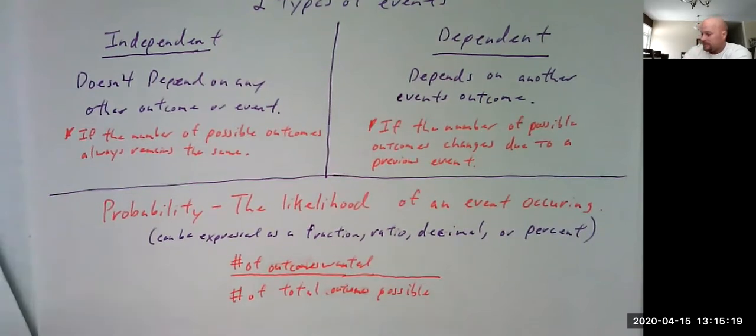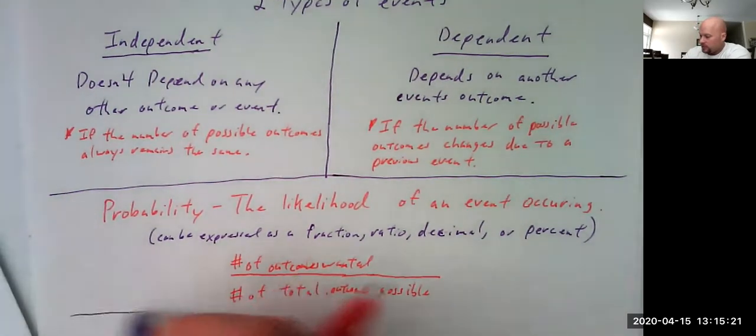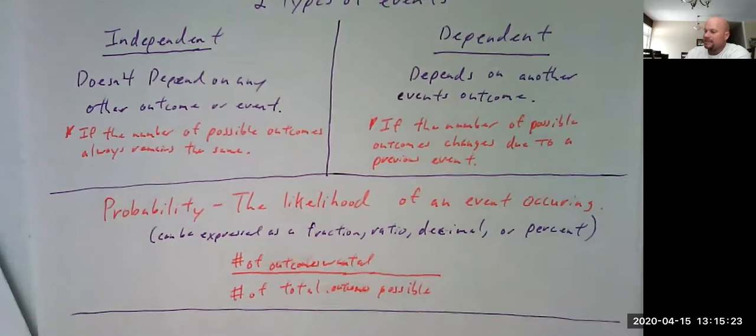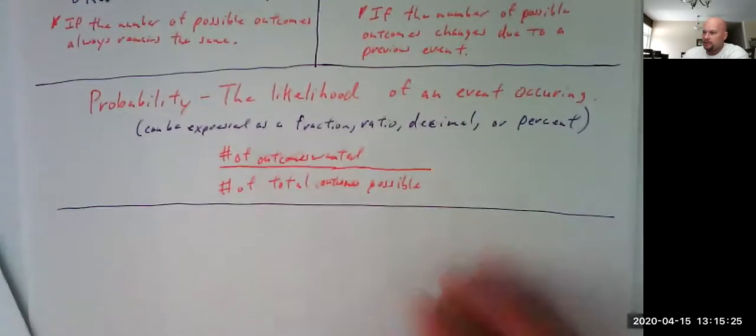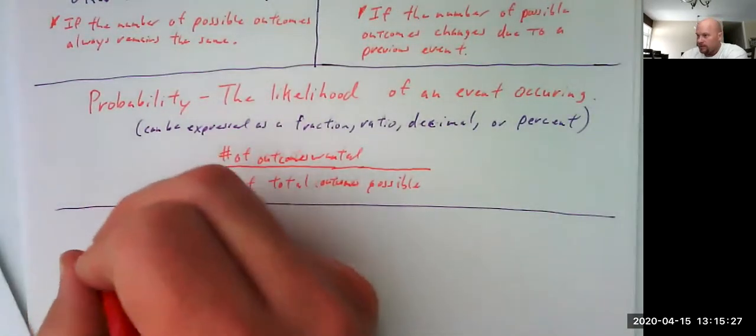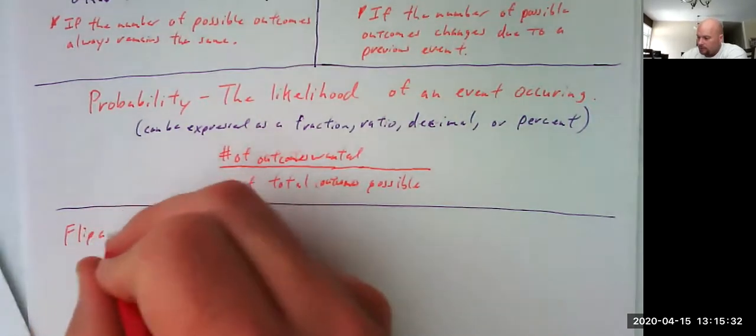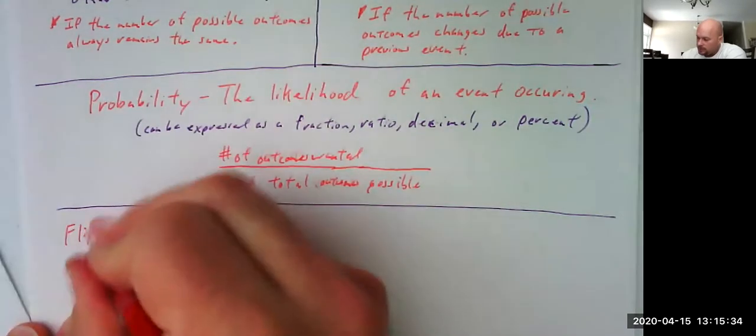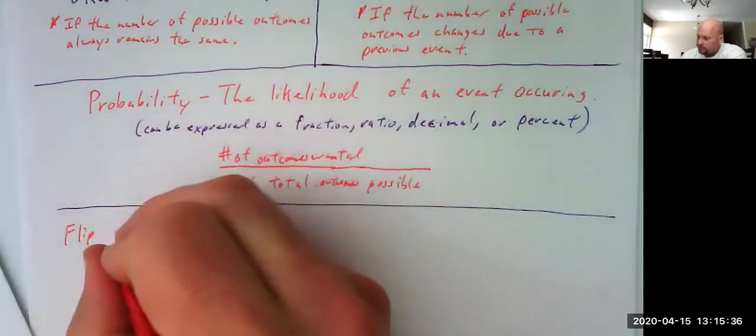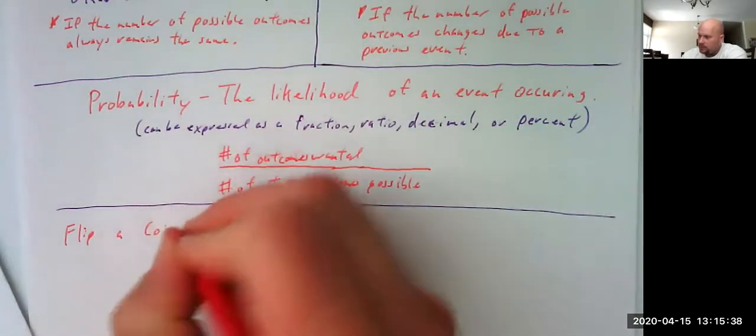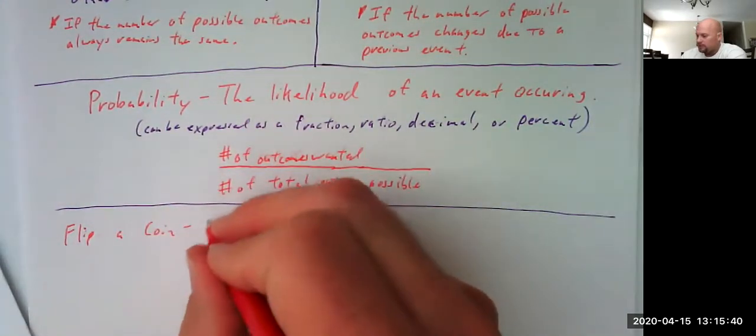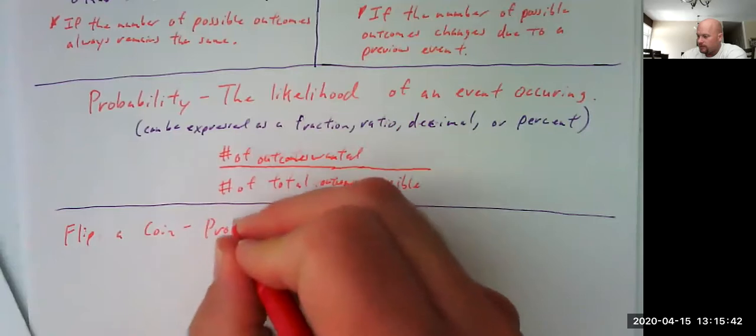So now, how does this apply? We're going to take a look at some basic examples of things we can do with probability, like flipping a coin. Flip a coin. Well, we could ask ourselves, probability of heads.